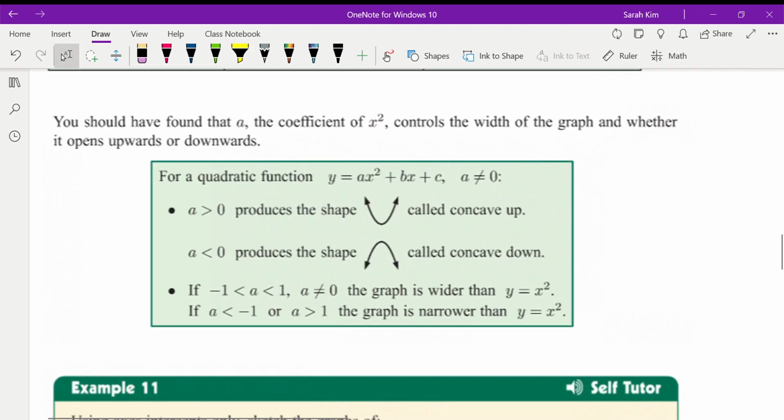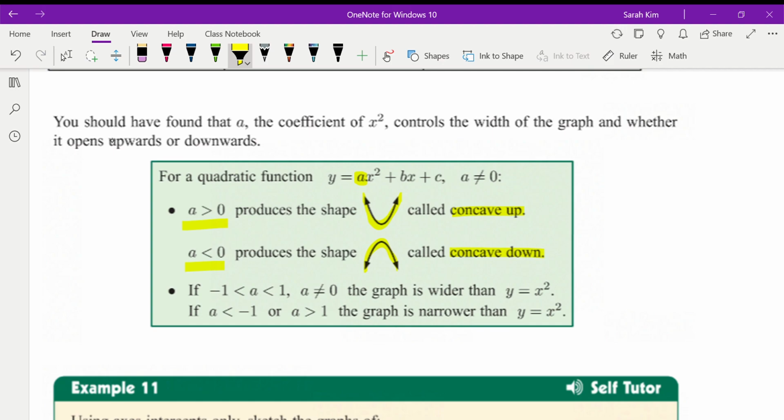So a couple of things you need to know, coefficients. This a corresponds to the shape. If it's greater than 0, if it's a positive number, it basically creates a concave up. If it's a negative number, smaller than 0, it's going to give us concave down.